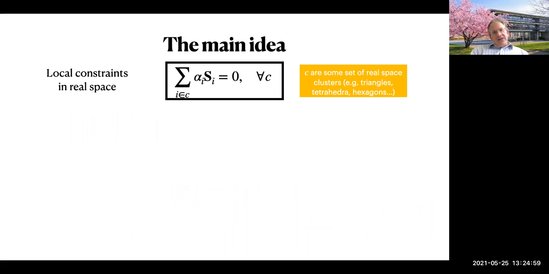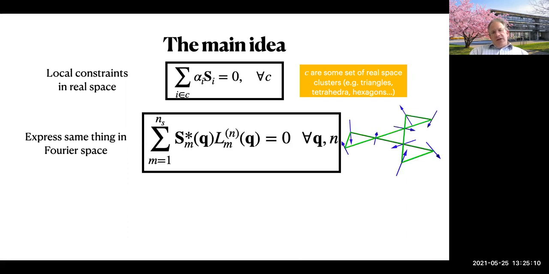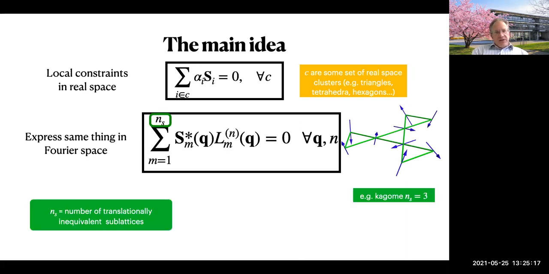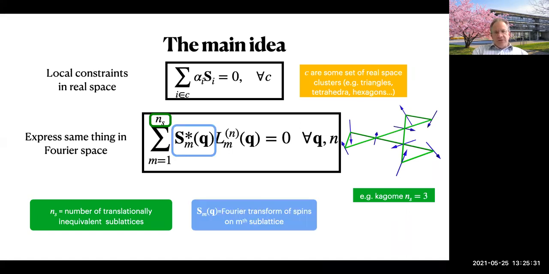Okay, so here's the main idea. We have these local constraints in real space as properties of clusters that the spins on these clusters have to satisfy if you want to be in a ground state. And then you Fourier transform this. So you go to reciprocal space. The Fourier transform of the spin is just S of Q. If you've got n sites in the basis of your lattice, then you have n different fields, S of Q. So for Kagome, n is 3, for the pyrochlore, n is 4.